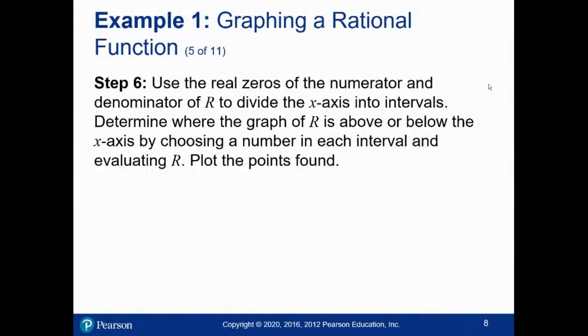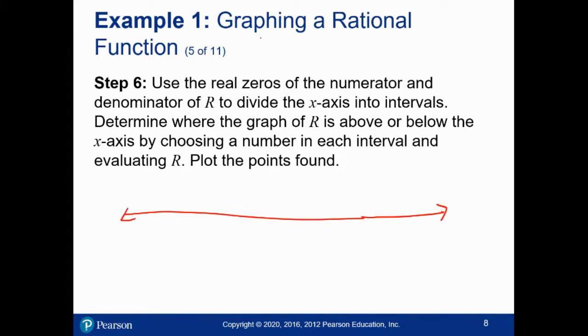Okay, next, use the zeros of the numerator and denominator to split the domain into intervals. Zeros of the denominator give you places where it's not in the domain. Zeros of the numerator give you where the function is 0. In between such places, the function has to always be positive or always be negative. So for example, here's my number line.